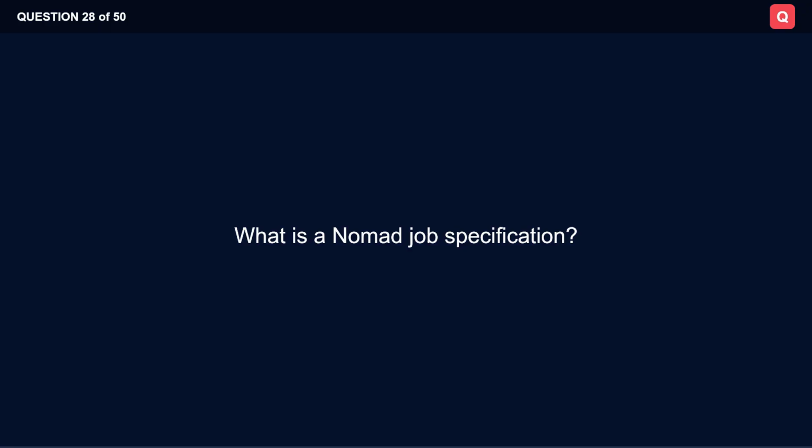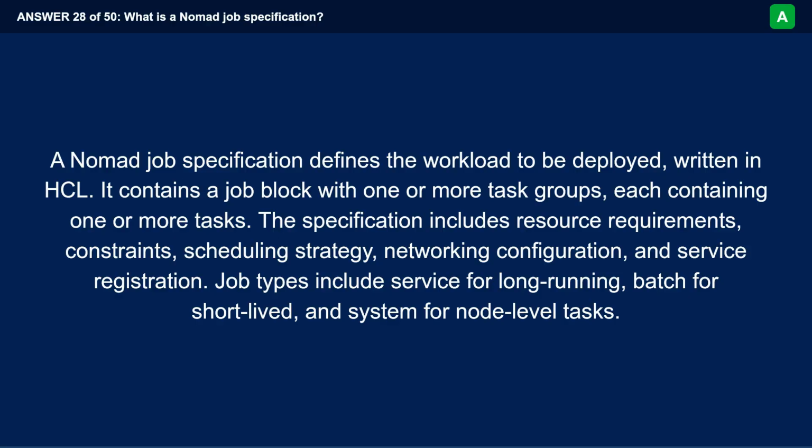What is a Nomad job specification? A Nomad job specification defines the workload to be deployed, written in HCL. It contains a job block with one or more task groups, each containing one or more tasks. The specification includes resource requirements, constraints, scheduling strategy, networking configuration, and service registration. Job types include service for long-running, batch for short-lived, and system for node-level tasks.